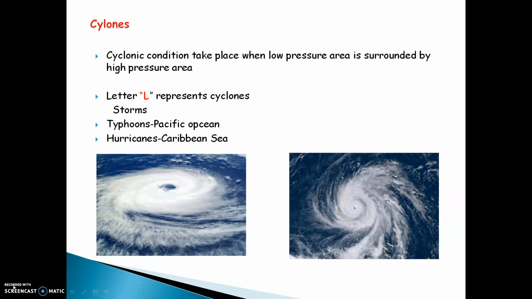Cyclonic occurrences in the western part of the Pacific Ocean along the coast of Japan, China and the Philippines are known as typhoons. When cyclones take place in the Pacific Ocean, they are termed typhoons. Similarly, when cyclones take place in the Caribbean Sea, they are termed hurricanes. Cyclones also originate in the temperate zone but do not cause destruction to the atmosphere.